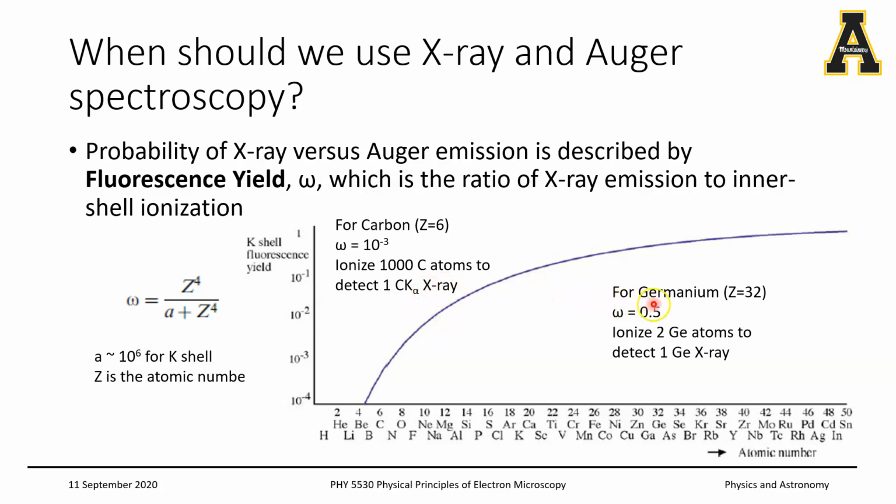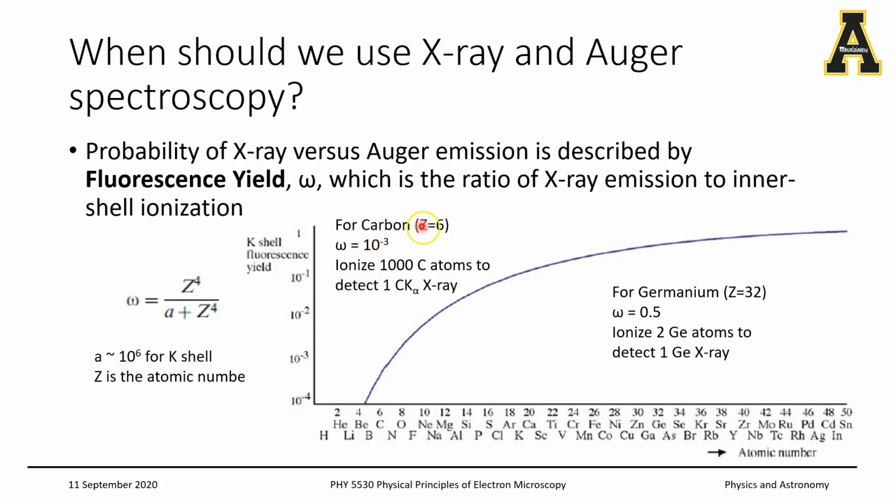Whereas, let's take a look at germanium, which has Z equal to 32. You have omega, or the fluorescence yield, of 0.5. So you can ionize 2 germanium atoms and generate 1 germanium X-ray, right? So you have a higher X-ray generation in the case of germanium. So obviously, as a user, you're going to rely on Auger spectroscopy when looking at samples that are made out of carbon. So let's talk about any organic or inorganic molecule.